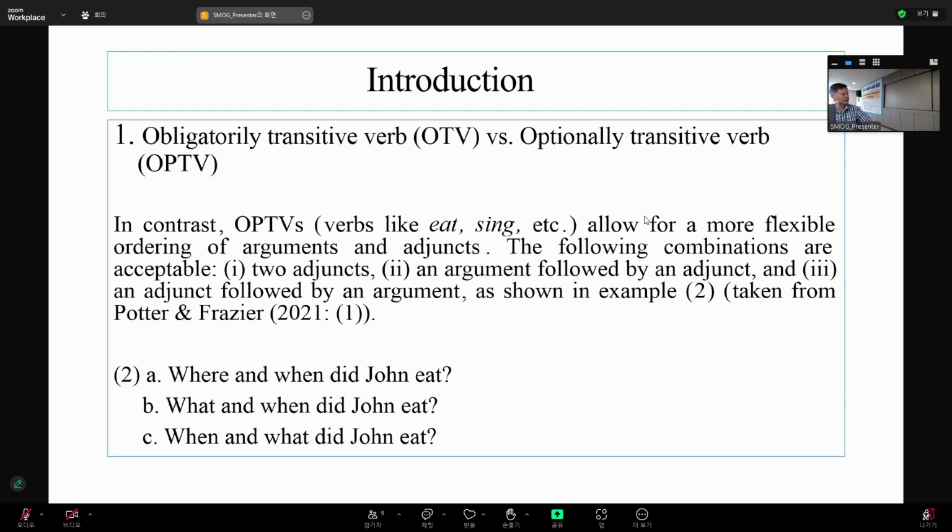Okay. 2A, where and when did John eat? B, what and when did John eat? C, when and what did John eat? Okay, all sentences are possible, acceptable, well formed.